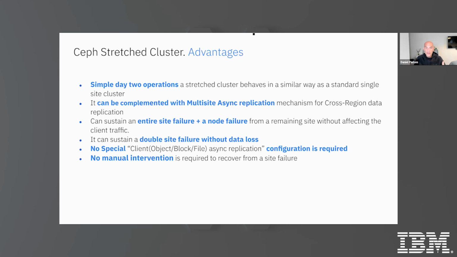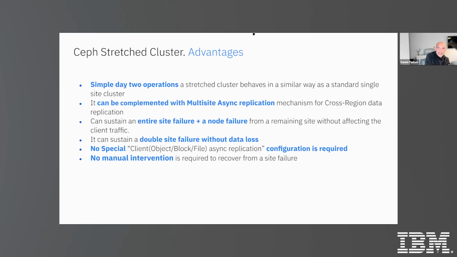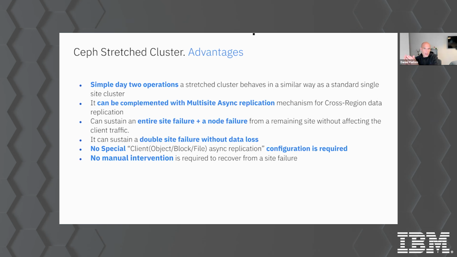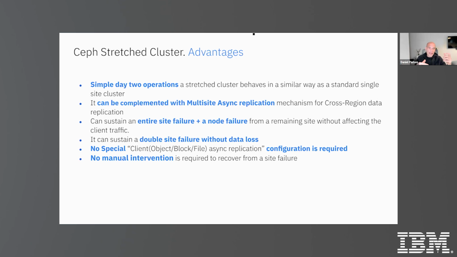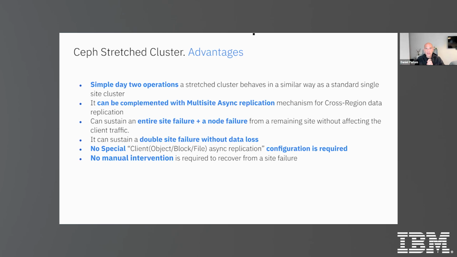example. You can sustain an entire site failure plus 1 node failure in the remaining sites while maintaining client IO traffic. You can sustain double site failure without data loss. This is if we talk about 3 availability zones or 3 data centers. If you lose 2 data centers, even if the client can write with that single data center, the data is still there, we have an available copy. So once the sites go back, it's going to be able to recover and we haven't lost any data. This is when we are talking about the 3 data center configuration.